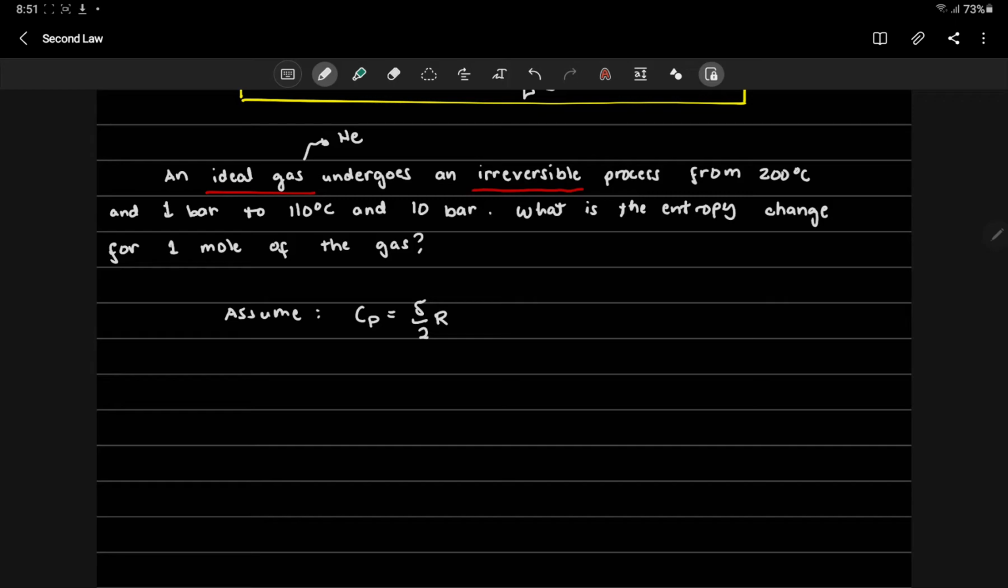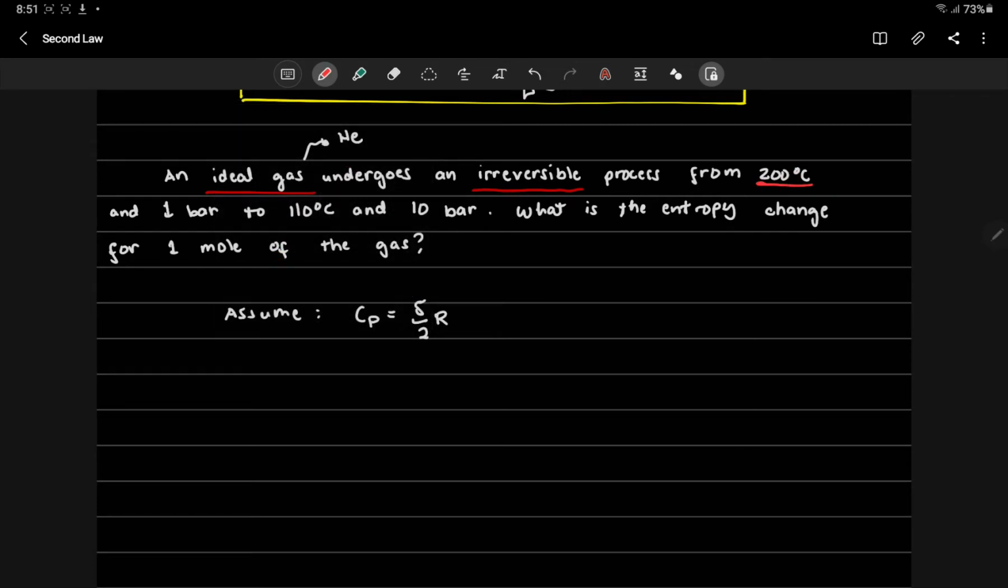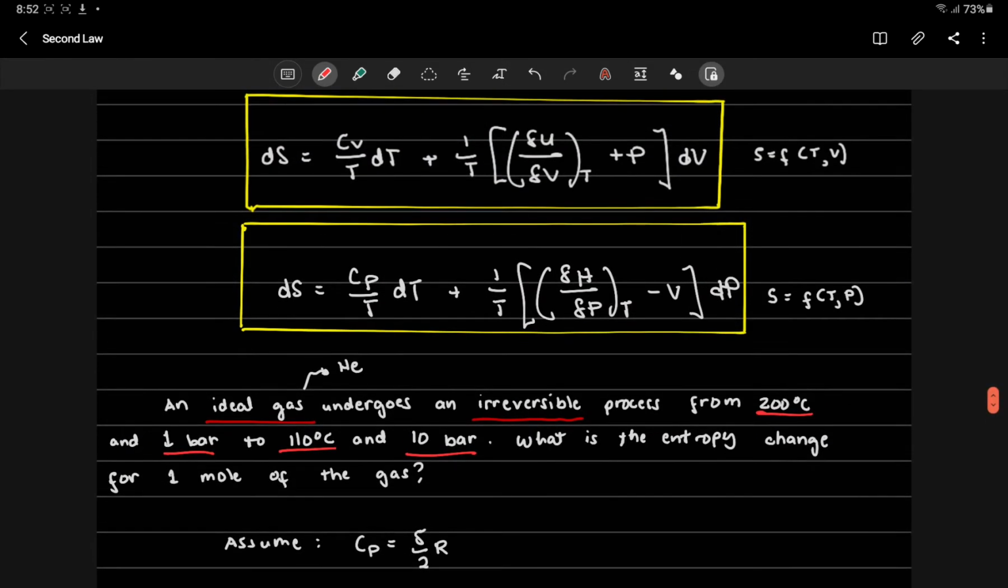Now, there are two kinds of changes or processes na nangyayari dito. Number one, there's a temperature change from 200 degrees Celsius to 110 degrees Celsius. And there's also a pressure change from 1 bar to 10 bar. So, ano kaya yung magiging entropy change natin for 1 mole of the gas? So, let's use these equations. And since mayroon tayong change in temperature and change in pressure, so maybe the second general equation is more applicable. So let me first copy this equation.